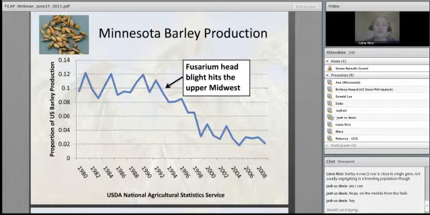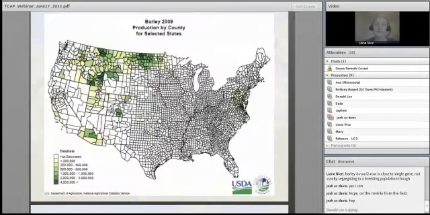And you can see this is the proportion of the U.S. barley produced in Minnesota. And it has decreased about an order of magnitude since the early 90s. So it's been really devastating to farmers in the upper Midwest. Here's a map of barley production in 2009, and you can see most of the barley that was produced in Minnesota has moved further west into North Dakota and Montana, where it's drier and the disease isn't as big of a problem.